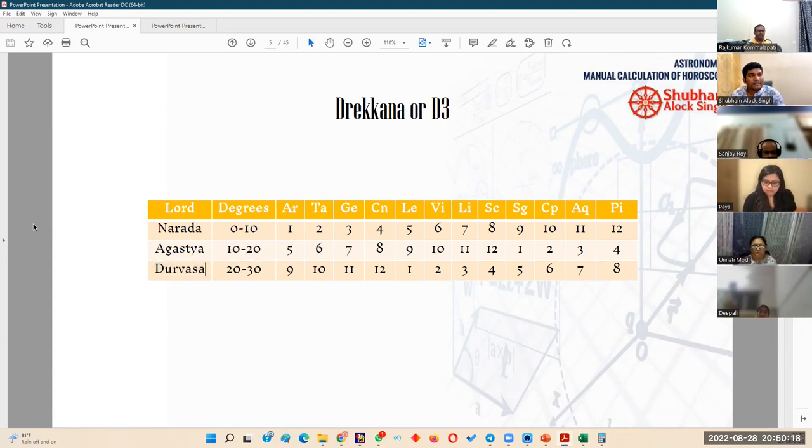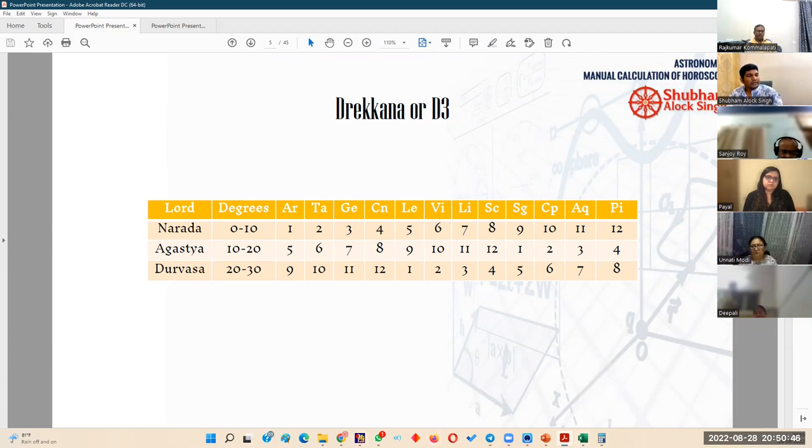The Rashis are divided so that the first Drekana comes into the same Rashi. For Aries, it is Aries. For Taurus, it is Taurus. For Gemini, it is Gemini. The second Drekana comes into the fifth from that sign. For Aries, it is Leo. For Taurus, it is Virgo. For Gemini, it is Libra. And the last Drekana comes to the ninth sign. For Aries, the ninth sign is Sagittarius. For Taurus, the ninth sign is Capricorn. For Gemini, the ninth sign is Aquarius, and so on and so forth.